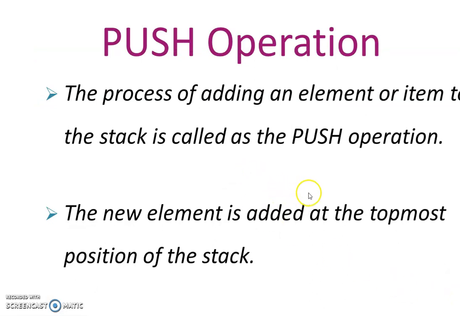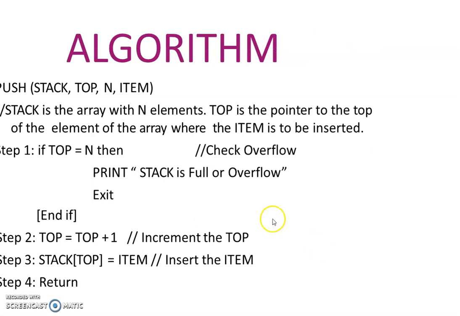We have the push operation. The process of adding an element or item to the stack is called a push operation. The new element is added to the top position of the stack. Algorithm: here we have push followed by stack. The parameters are stack, top, n and item. A comment line is indicated by using double slash. Stack is an array with n elements. Top is a pointer to the top of the array where the item is to be inserted.